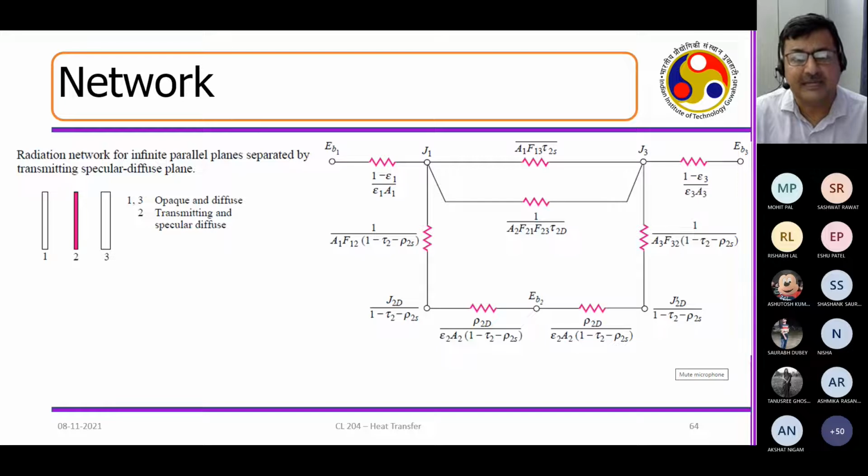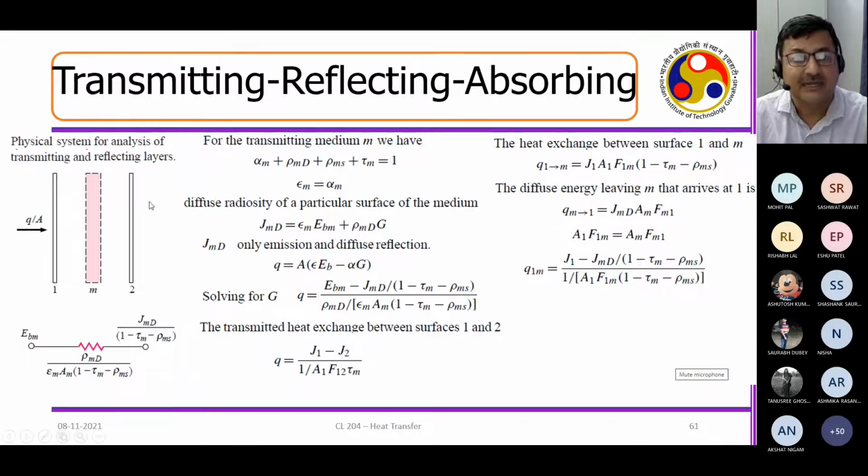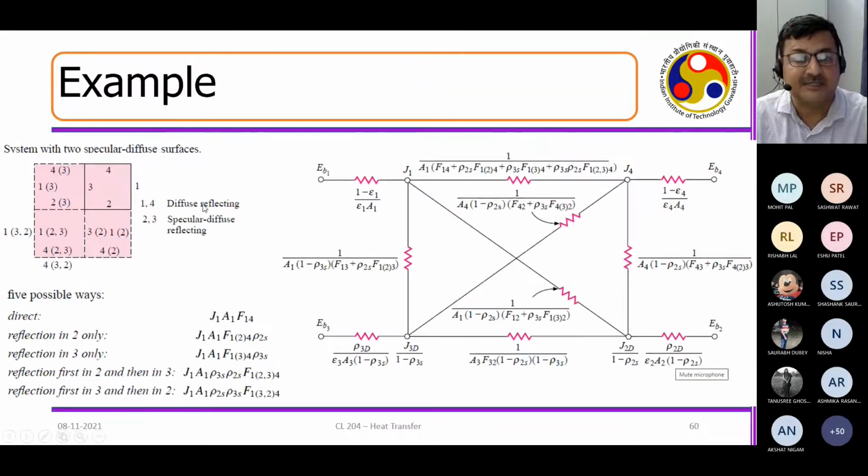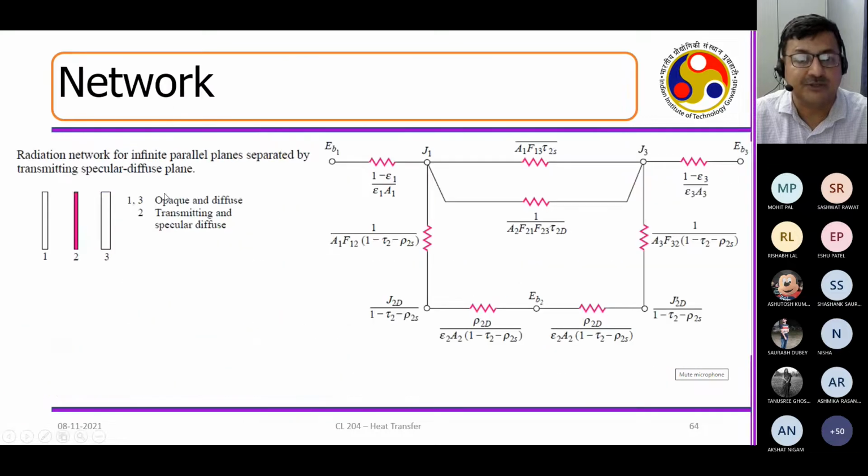So you can really have different types of surfaces: opaque, diffuse. 1,3 is opaque. Opaque means what? Nothing is transmitting. Fully transmitting means what? Transmissivity will be equal to 1. Diffuse means that a part will diffuse. So like you had reflecting and diffuse surfaces in terms of reflection, in case of transmission you may have opaque diffusive, and transmitting specular diffusive. So in that process also different types of complicated networks can be taken.